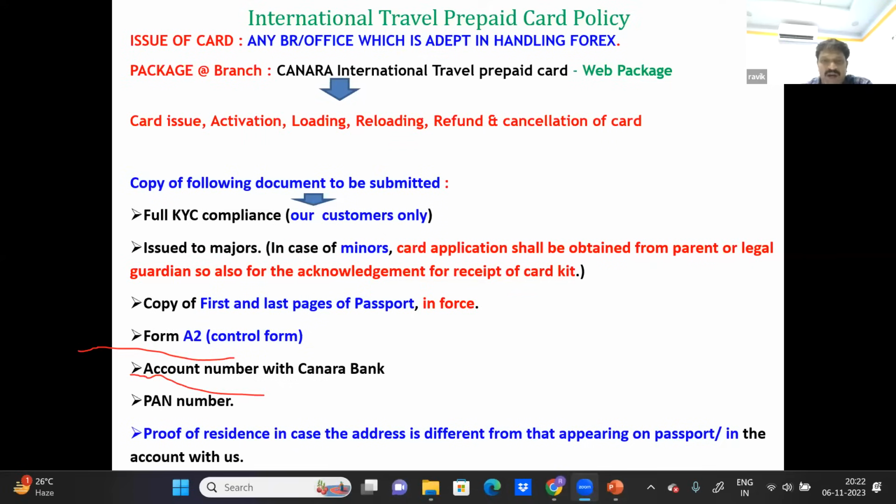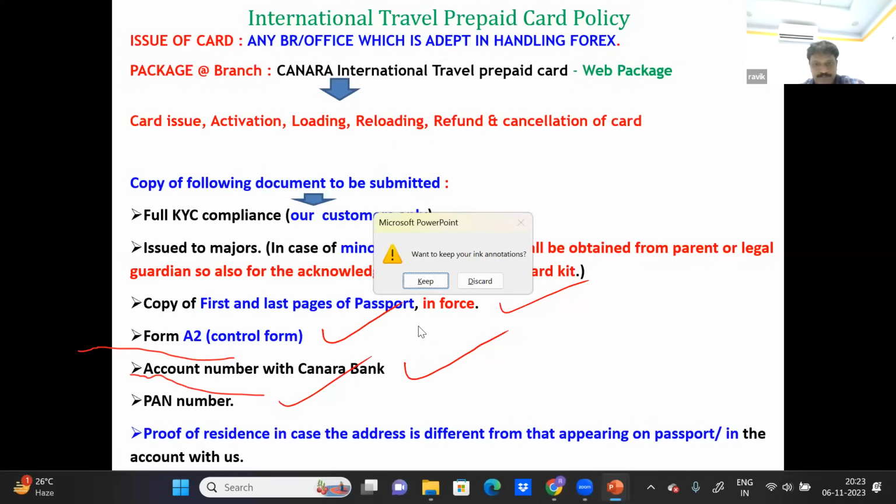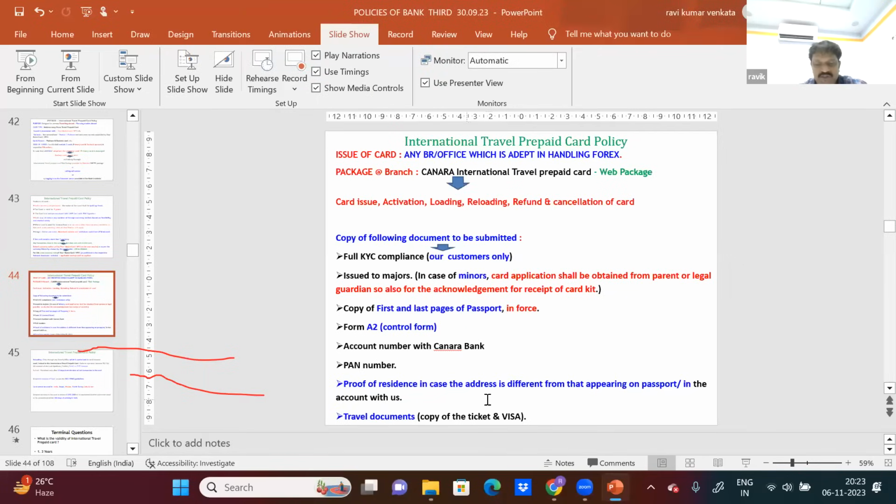Anybody who wants this card, what documents do they have to submit? Full KYC, issued only to majors; for minors, a guardian should be there. These are the documents: copy of the first and last page of the passport in force, the A2 form, account number with Canara Bank, PAN number, proof of residence, and travel documents, a copy of the ticket and visa. These documents he has to submit for applying for the international travel prepaid card.